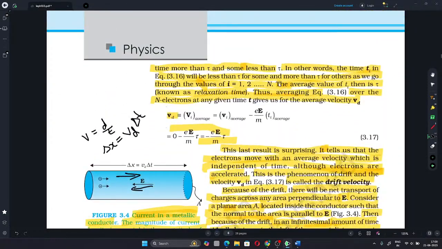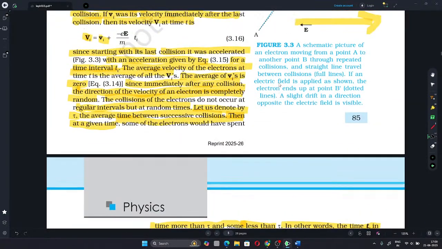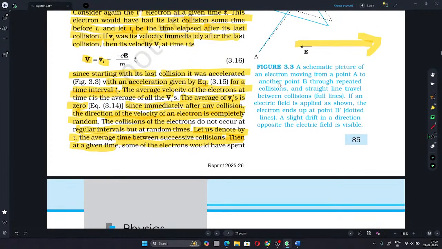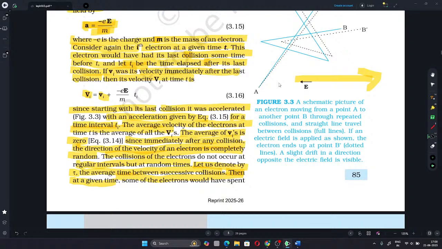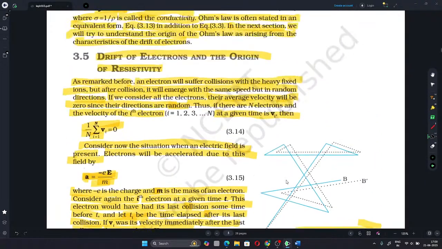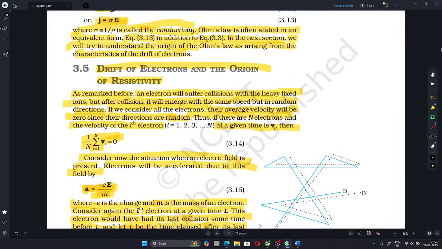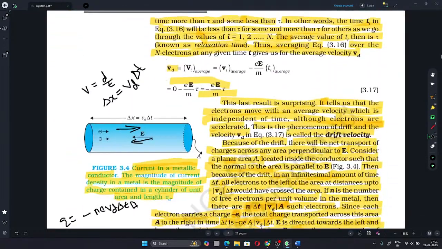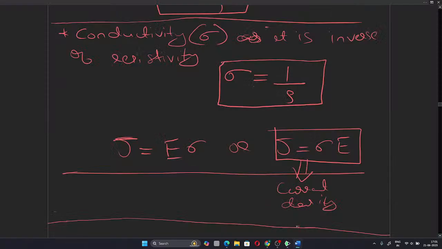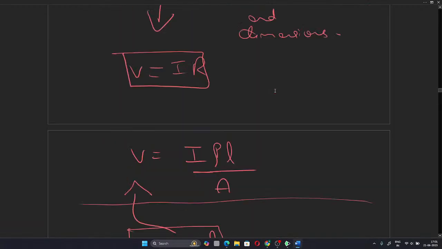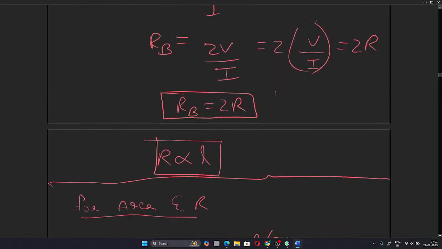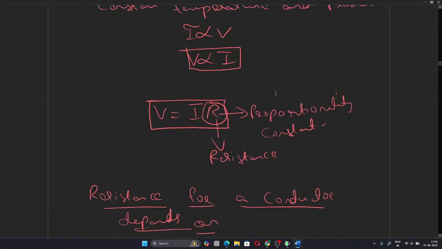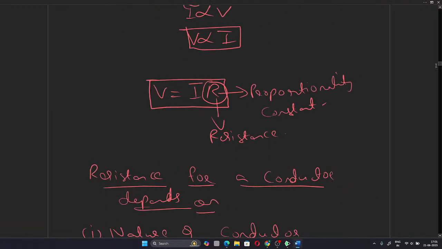Okay, let's see. This is the drift of electrons. The next topic, which is topic number 4, I believe. Yes, topic number 4.